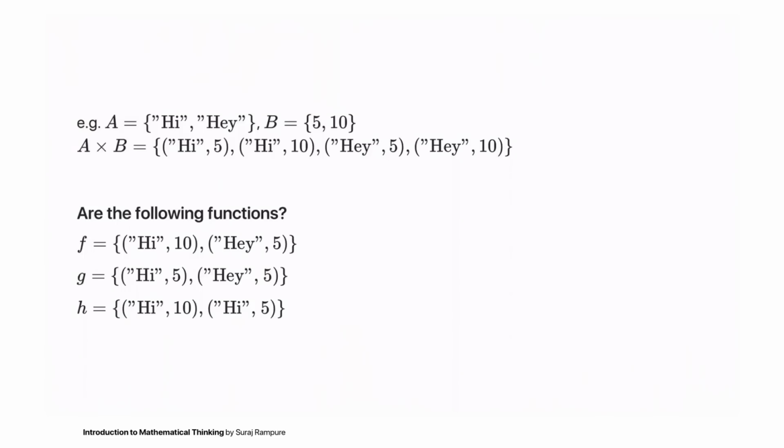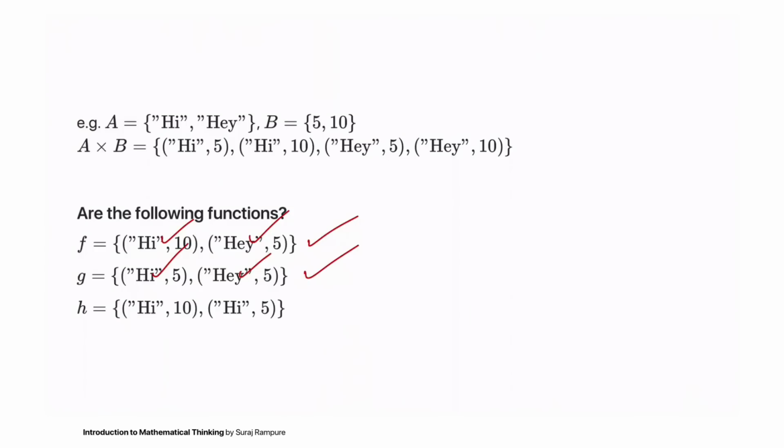So let's check F first. Does it have an output for the input hi? Yeah, it does. Does it have multiple? No. Does it have an output for the input hey? Yep, and it has exactly one, so that means F is a function. G, does it have exactly one output for the input of hi? Yep. Does it have exactly one output for the input of hey? Yep, so that means G is also a function.